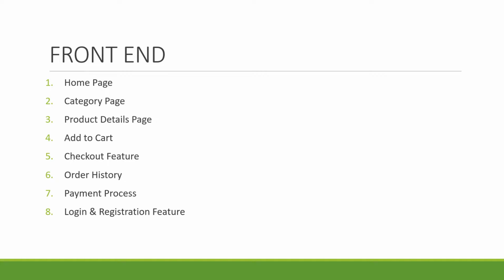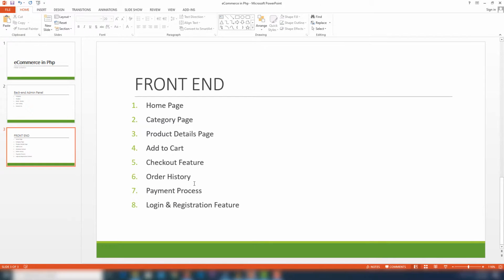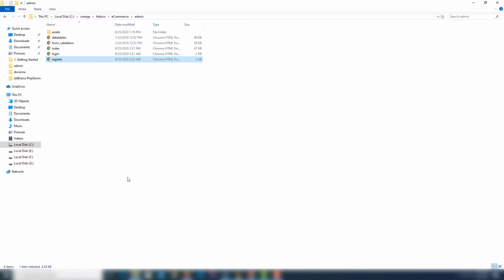Now we will create a front end page. Inside the front end page, this is a home page, meaning index.php. We will display all the products, many products category wise. Then we will create a category page, product details page, add to cart page, checkout feature, order history, payment process, and also login and registration features. So we will cover all the things which are required in an e-commerce website. So I leave that and I go to my project section.